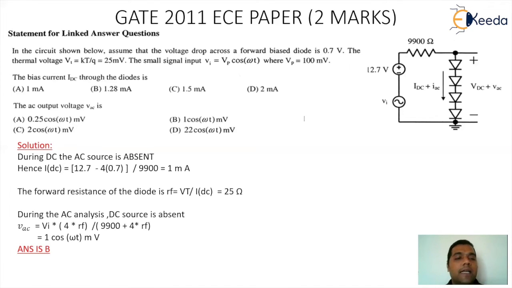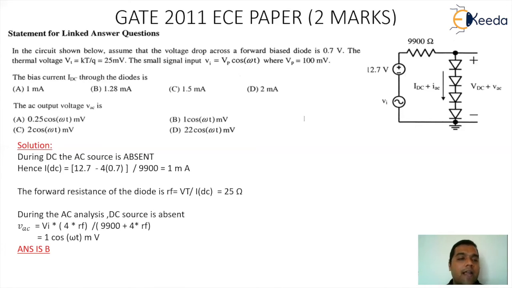So when I go for the AC behavior, the DC source will be absent. For the AC signal, we have 9900 ohm as the basic resistance, and then the internal resistance of the diode, that is 25 ohms. Since there are 4 diodes, we have to add 25 four times. So when I want to get the value of the AC voltage, that will now form a potential divider circuit. The basic voltage here is Vi, and that voltage will split across the 2 elements. The first element is the 9900 ohm resistor, and the second is the 4 diode resistances.